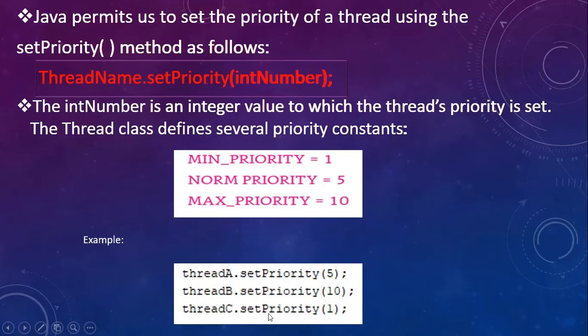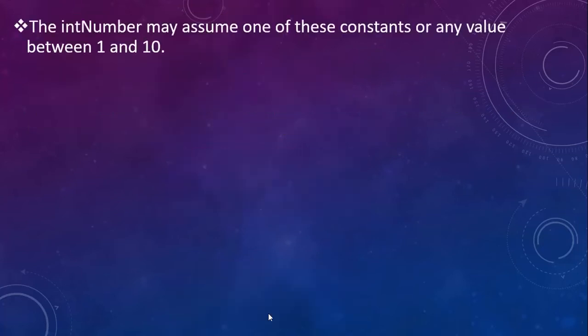Now, how does this setting of priority affect the execution of threads? Suppose at a particular instance the CPU is available for 3 different threads. In this case, who will take control of the CPU? It is decided based on priority. The thread with maximum priority will be given the CPU first, then the next level of priority, and so on. So it is no longer a first come first serve basis, it is based on priority. The int number may assume one of these constants or any value between 1 and 10.